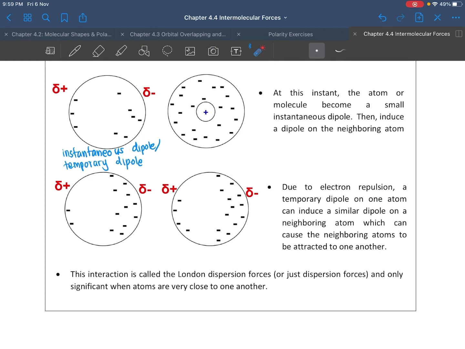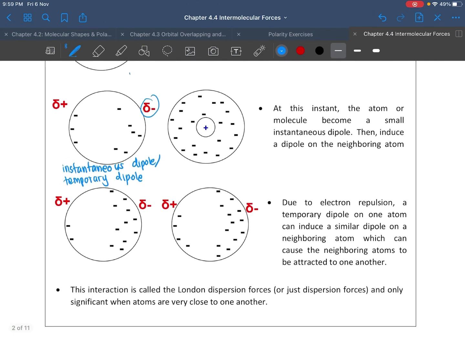Okay, so kita fikir dekat sini. This area now kaya elektron. Okay, so partially negative. And somehow, sini pun ada banyak elektron. So, elektron and elektron, kita dah memang tahu, elektron versus elektron, dia memang akan sentiasa repel each other. Dia akan tolak satu sama lain. This electron will repel this electron.